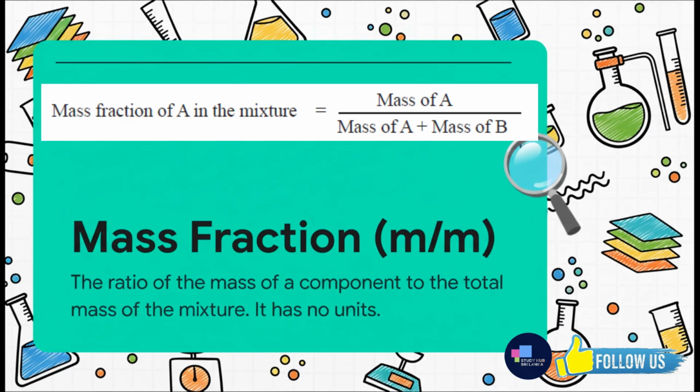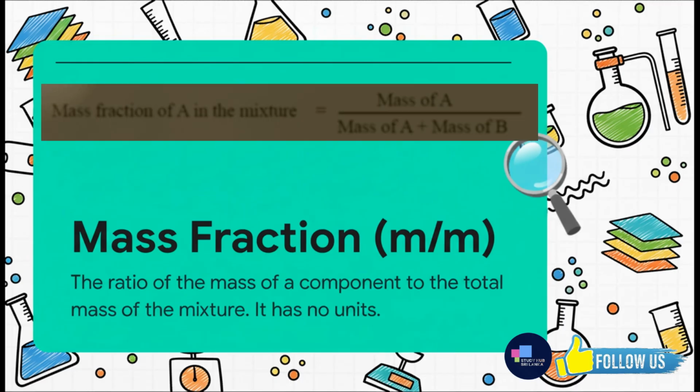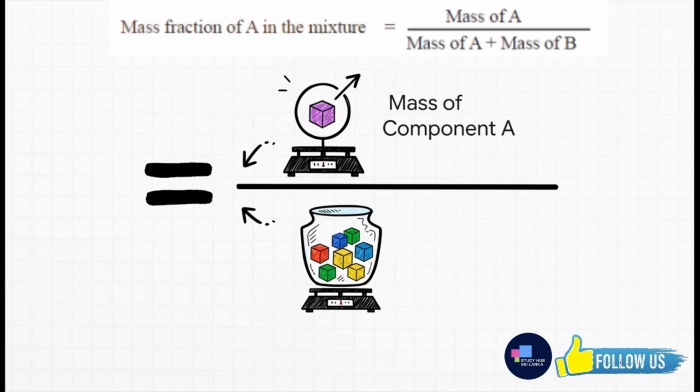It's a really easy way to describe how much of something is in a solid mixture. And here's the formula. It's so simple to remember. If you want the mass fraction of component A, you just take the mass of A and divide it by the total mass of everything together. It's very logical, don't you think?